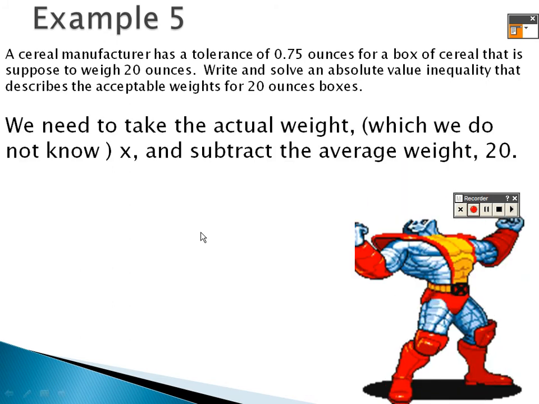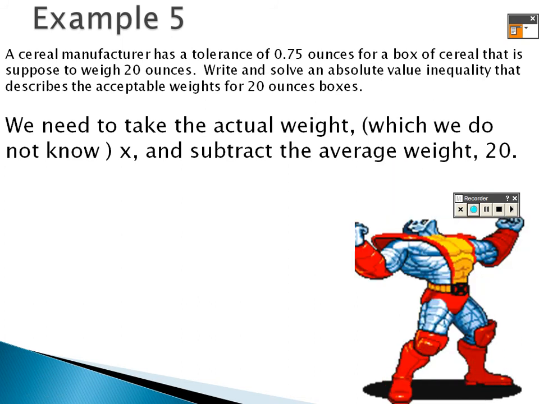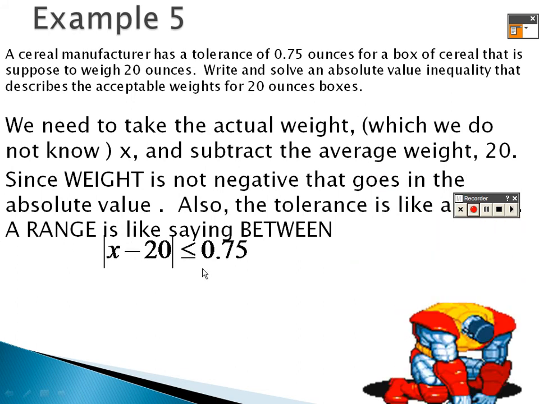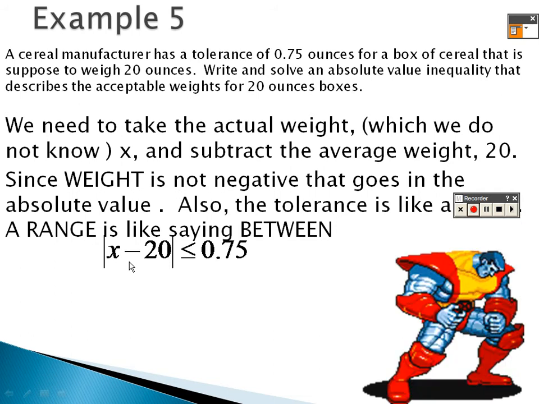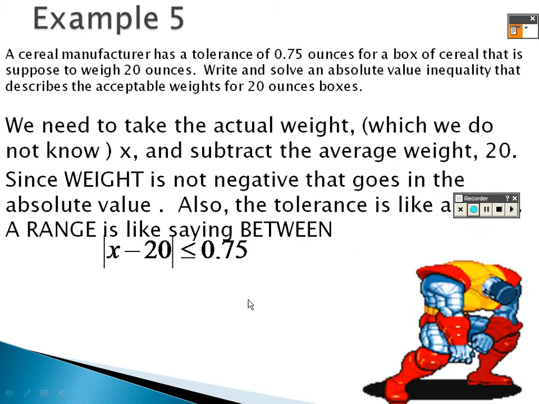Okay, so we need to take the actual weight, which we do not know, so we're going to call that x, and subtract the average weight from it of 20. And since the weight is not negative, that goes in the absolute value. So x minus 20, the actual weight minus 20, that's in the absolute value because it can't be negative. And that's less than or equal to the 0.75 because that's the tolerance.